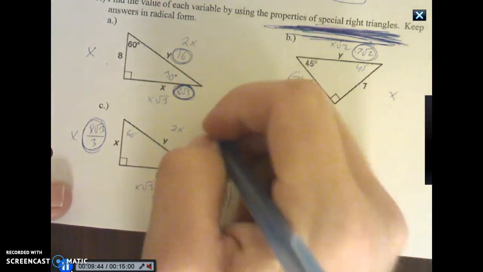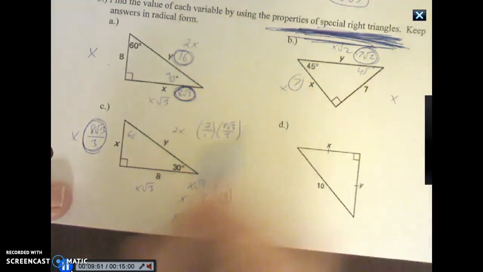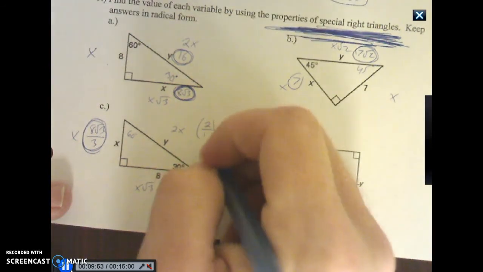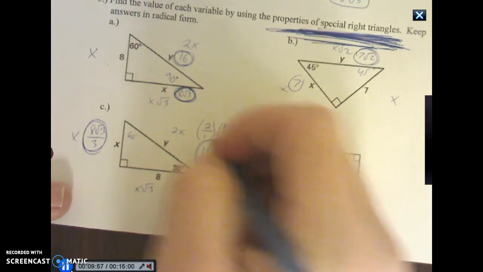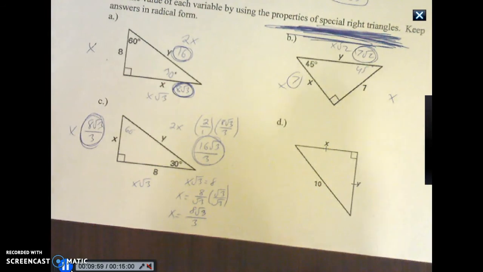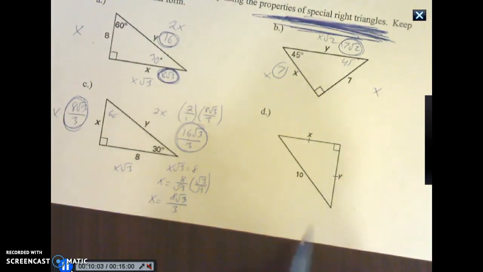But now I need the 2x. When you do this, it's like 2 over 1 times 8 root 3 over 3. You only multiply tops and bottoms. 16 root 3 over 3. There you go. Okay. Like I said, more difficult than before.